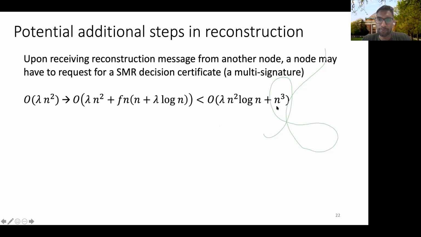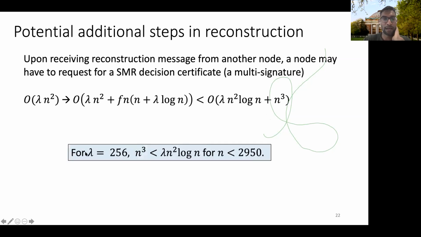One crucial thing to notice here is that the n cube term doesn't have the security parameter lambda. It might seem not so important, but if you plug in lambda to be 256, then lambda n cube is much higher than simply having n cube. For example, for lambda 256, the n cube term is smaller than lambda n square log n for n up to close to 3000. So the dominating term is lambda n square log n.